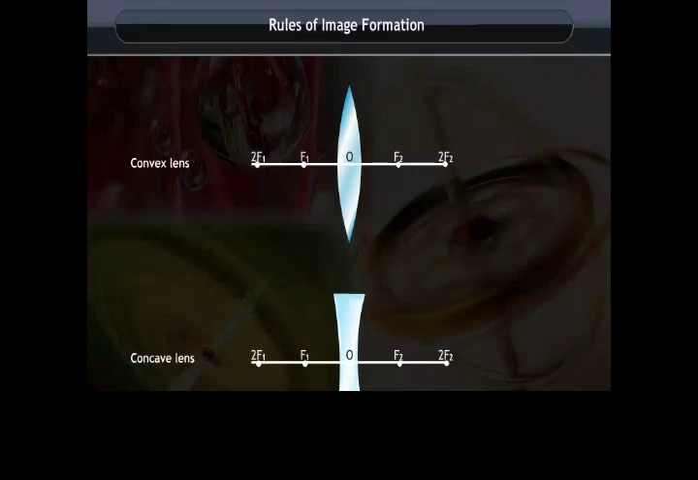In a convex lens and a concave lens, a ray of light passing through the optical center goes without any deviation.